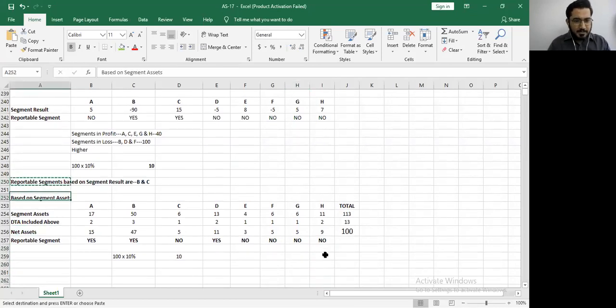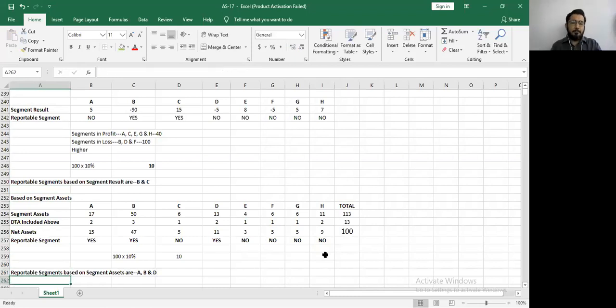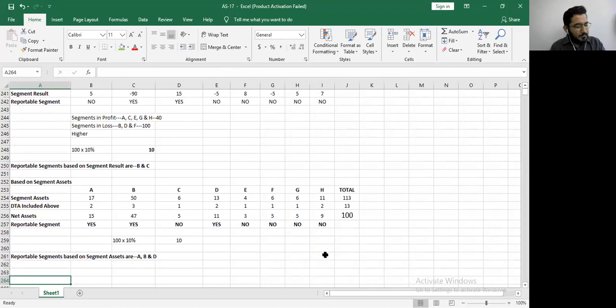So your reportable segments based on segment assets are segment A, segment B, and segment D. Your reportable segments are A, B, and D. Solve this much, then we proceed to the additional conditions.